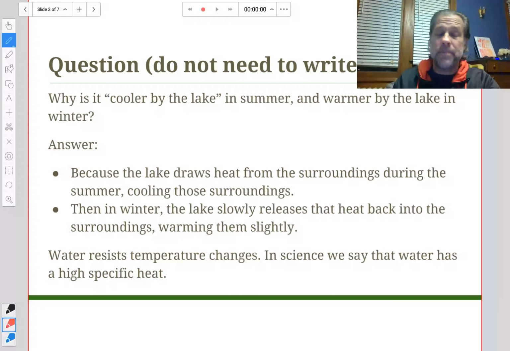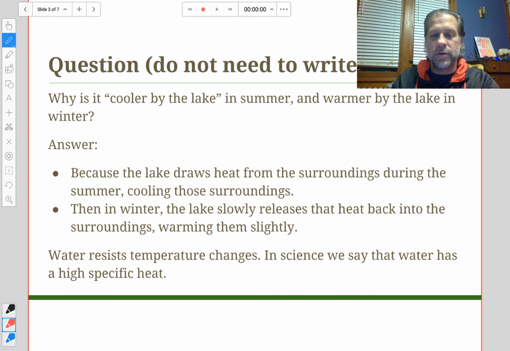Now in the wintertime, all of that energy that the lake had absorbed all summer long, it starts to slowly release that energy back into the environment, warming it up slightly. So a lot of times, if you're ever watching the news in the morning, and it talks about temperatures in the wintertime, the temperatures near the lake are oftentimes a little bit warmer than the temperatures away from the lake.